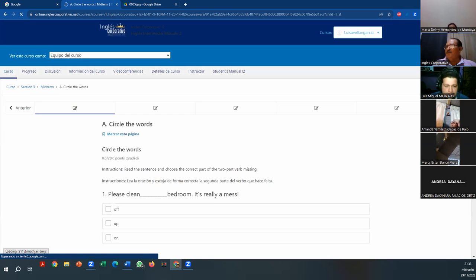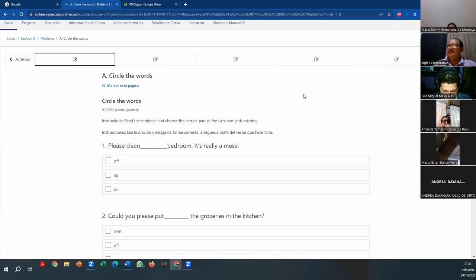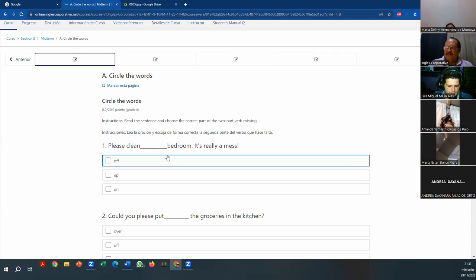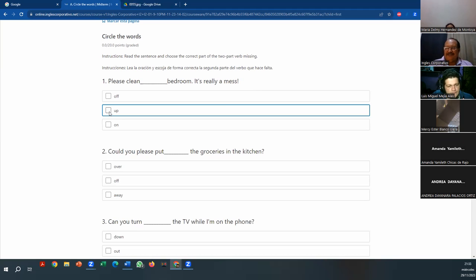Okay, we're going to have a review. This is the midterm. Circle the words. Read the sentence and choose the correct part. When you have "please, clean off, clean up, or clean on the bathroom," the correct word is clean up. That means to clean very well.